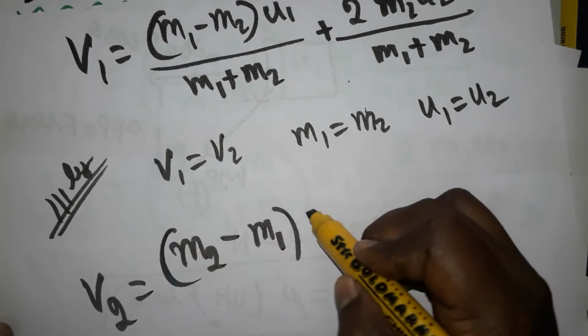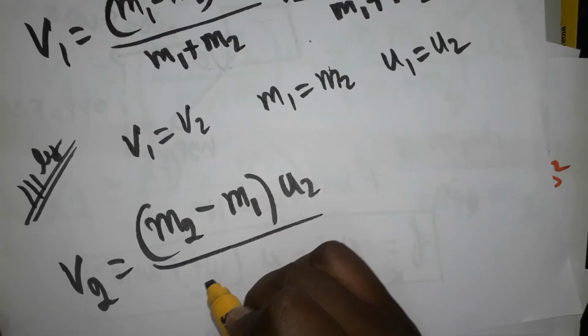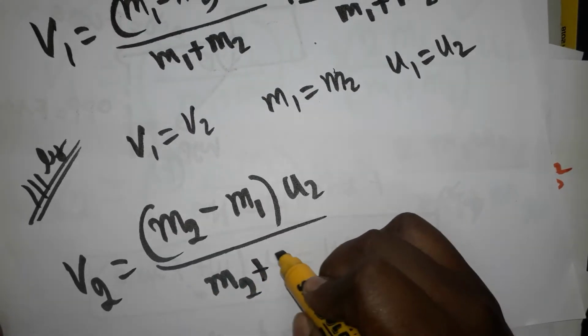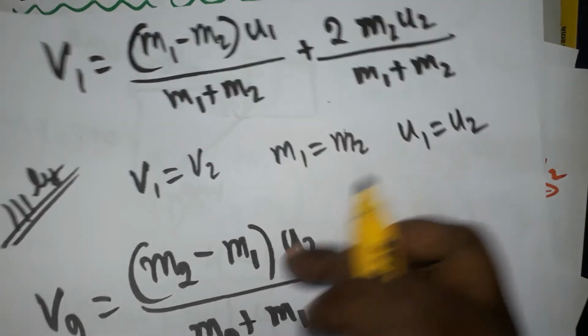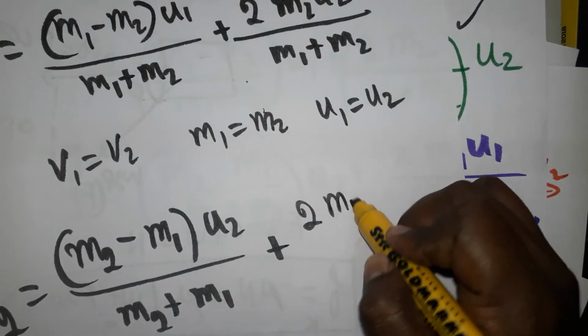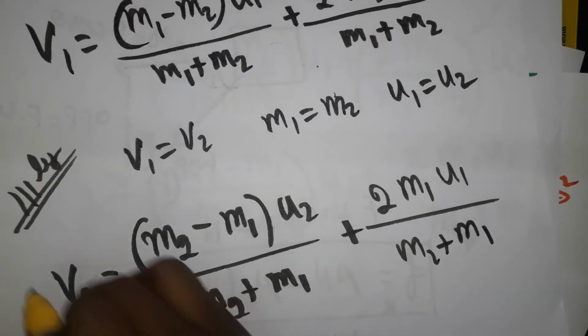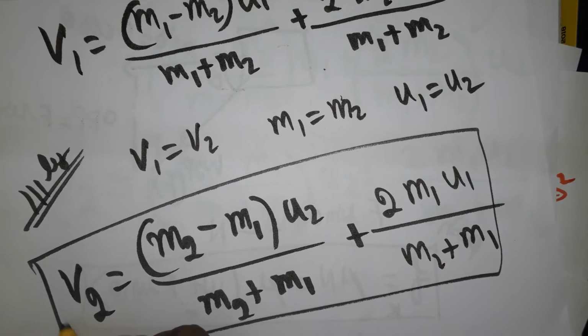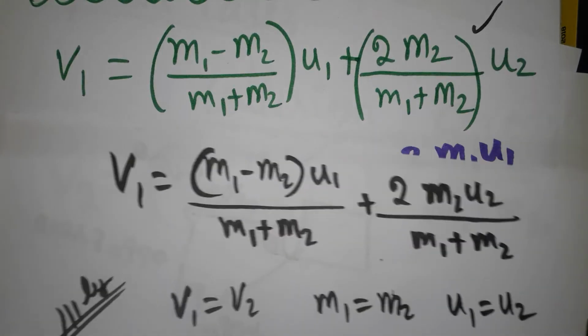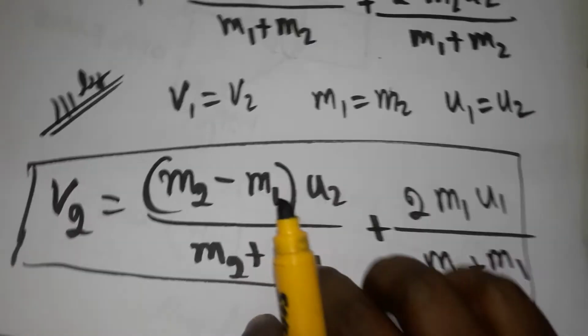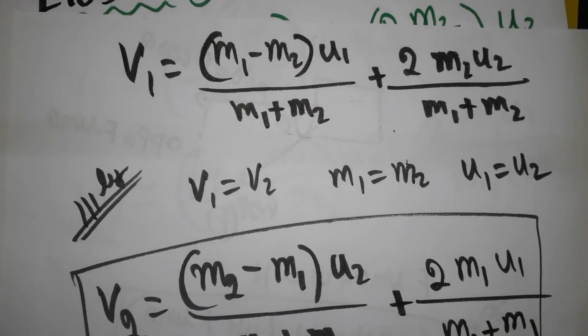v1 becomes v2, m1 becomes m2, m2 becomes m1, u1 becomes u2. Just modifying the above equation, v2 equals 2 times m1 u1 divided by m2 plus m1. This is the v2 equation. You can write it by this simple trick, but I am also going to teach you how to derive this equation. This is also very simple to learn.